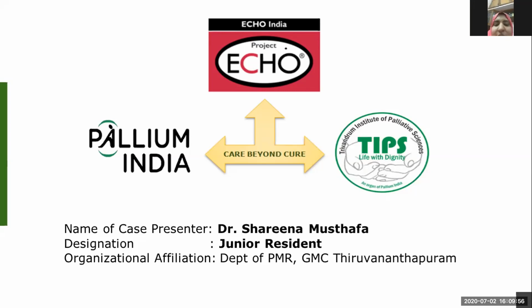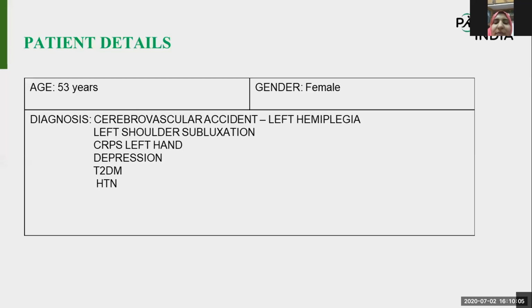So good afternoon. Raju, change to next slide. The case is about Ramani. She is a 53-year-old female. She came to our department with CVA, left hemiplegia, left shoulder subluxation, CRPS, left hand, depression, diabetes and hypertension.